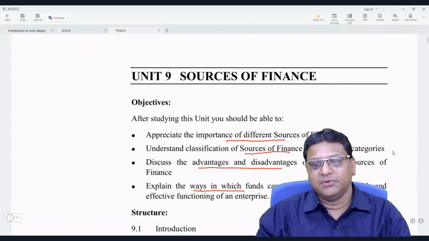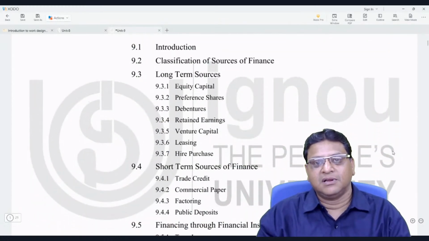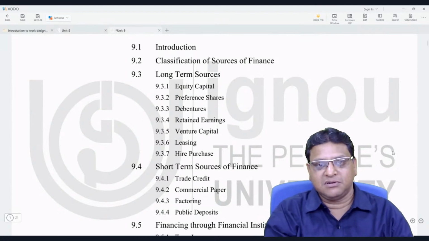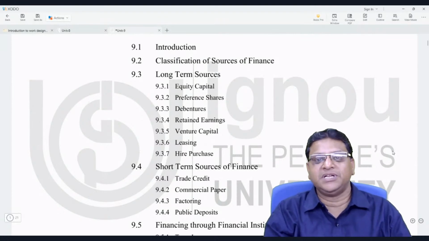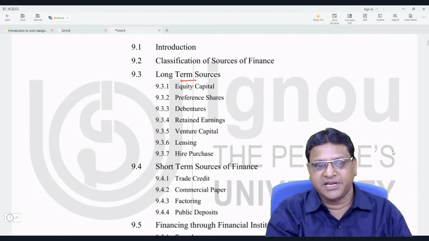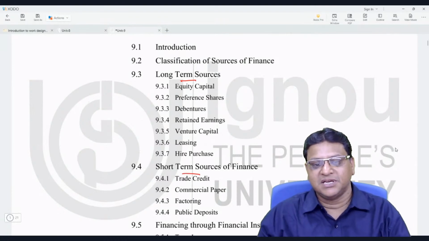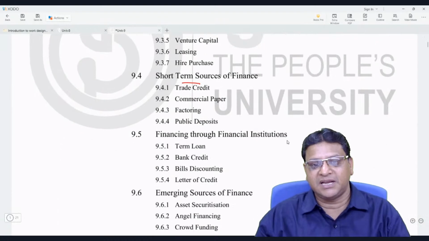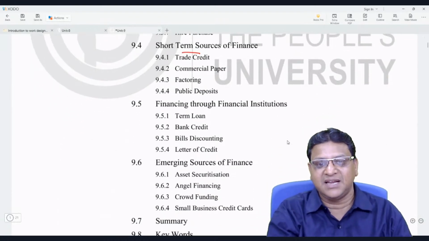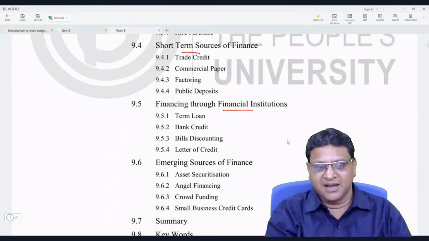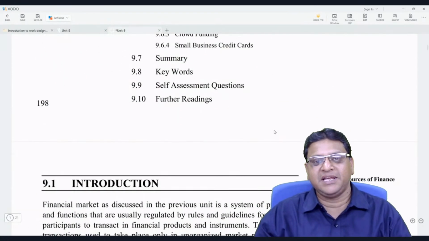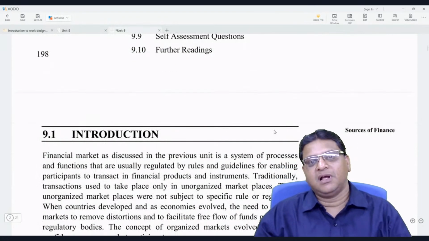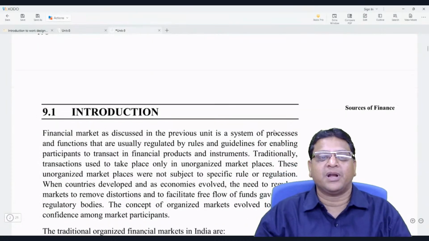Let me first tell you the structure of our discussion. First, I will give an introduction, then I will give different classifications of source of finance, then we will discuss long-term source of finance, next we will discuss short-term source of finance, next we will discuss how financing can be done through different financial institutions, and at last we will discuss different emerging sources of finance. Last, I will give a summary and keywords for this session, and we will conclude our session with some important questions.